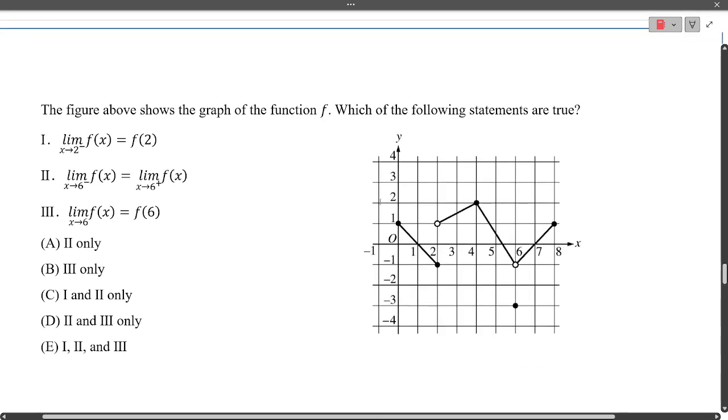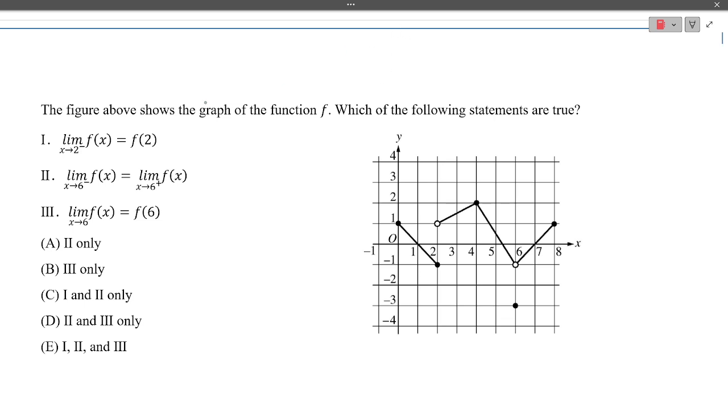And let's take a look at this example problem together. Feel free to pause for a few minutes to think it through. The correct answer is C. The left-hand limit at x equal to 2 is negative 1, and the function value at x equal to 2 is also negative 1. So the first statement is correct. The left-hand and right-hand limits at x equal to 6 are both negative 1. So the second statement is also correct.